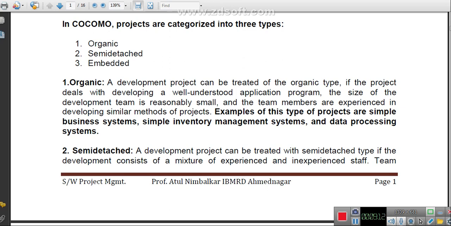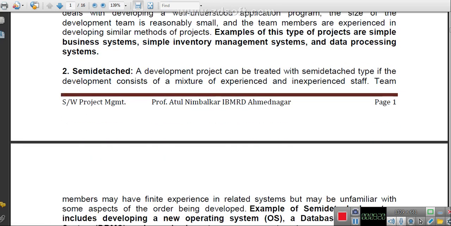Second, that is semi-detached. The second type, or the second category, of project is semi-detached. Who can tell me what a semi-detached project is? Anyone? Tell me, fast.